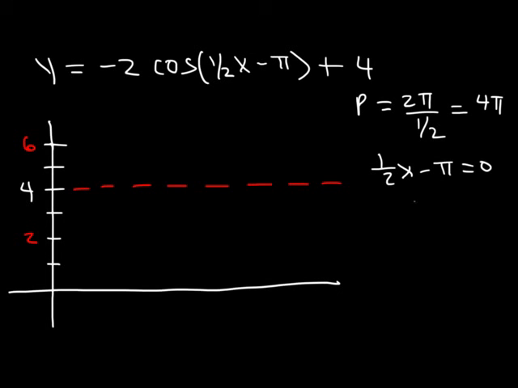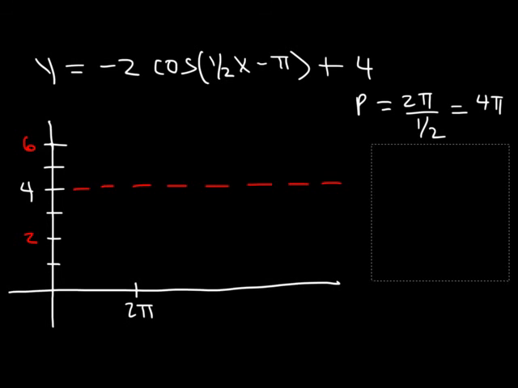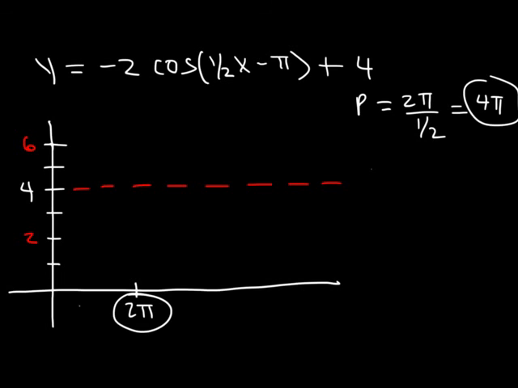The phase shift, to find it, set the inside equal to 0 and find the value of x. So 1/2 x is equal to pi. If we multiply both sides by 2, x is 2 pi. So that's where the graph is going to start, at 2 pi. And then we're going to add 1 period to it. So if we add 2 pi plus 4 pi, that will give us 6 pi.